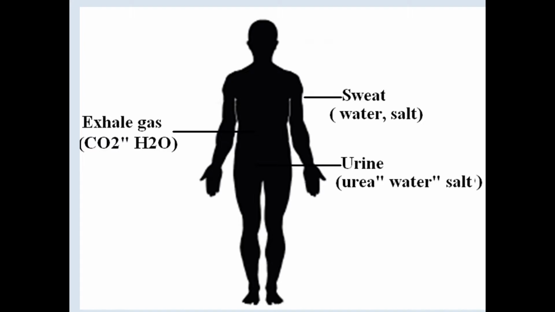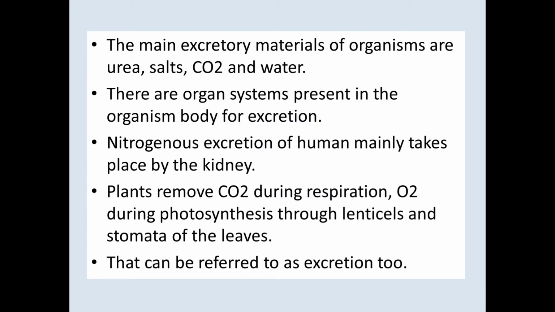Kidney is another excretory organ belonging to the urinary system. It excretes urea, water and salt. In the human body, the main excretory materials are urea, salt, carbon dioxide and water. They are released from your body by excretory organs.